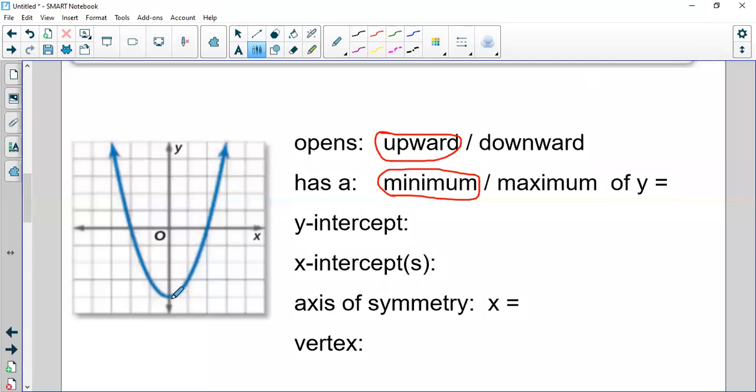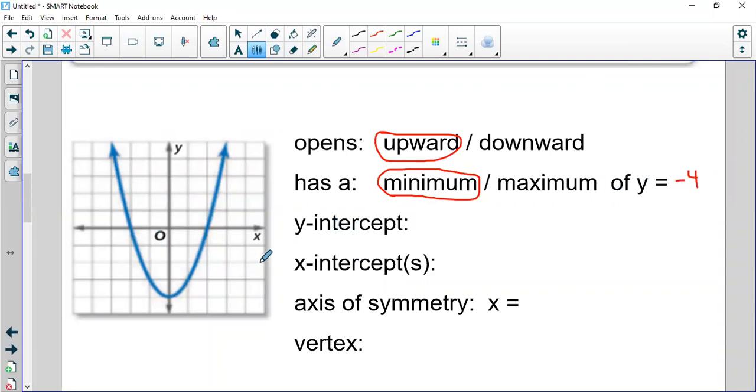It has a smallest value. It has no largest value because these arrows mean it's going to extend infinitely upward. So there's no largest value, but there's a smallest minimum. And that minimum is a y value. So if this is the origin, -1, -2, -3, -4, that minimum is a value of y equal to negative 4.